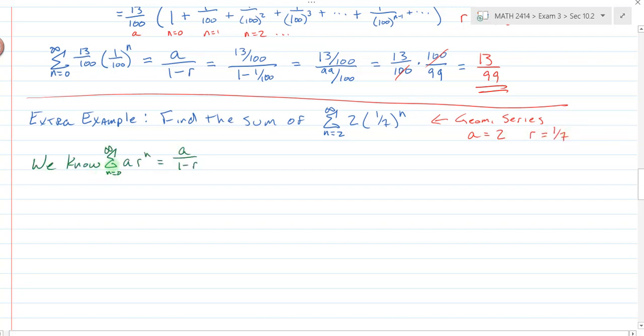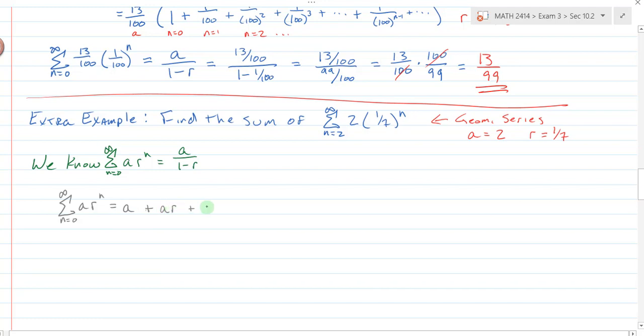We know that if we have a series that goes from 0 to infinity of ar to the n, that's going to be a over 1 minus r. We've just worked a couple of problems there. The problem is, our series doesn't start at 0, it starts at 2. So the question is, how are we going to handle that? Let's do some investigating. So if I have a geometric series starting at n equals 0 and I expand it, I'm going to get a plus, this is when n is equal to 0. When n is equal to 1, I get ar.